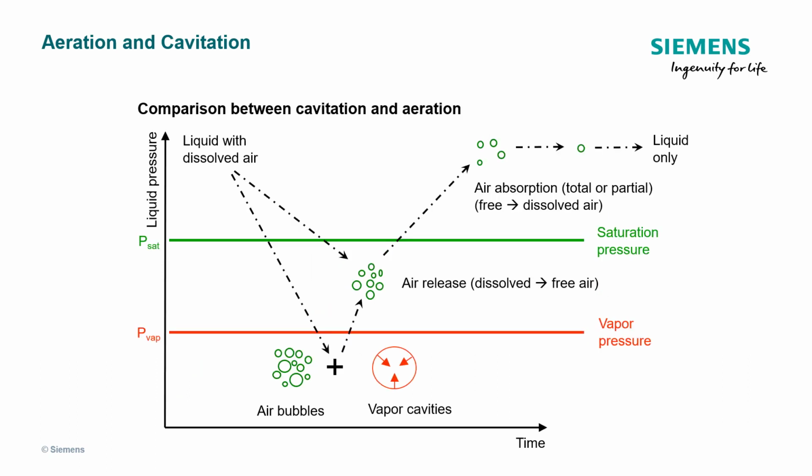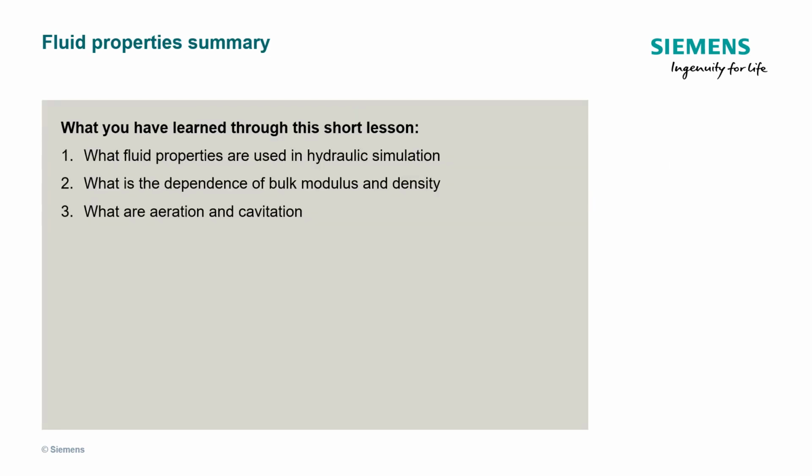Let's compare the two phenomena. Both are related to pressure level. When the pressure is higher than saturation pressure, there is only dissolved air in the liquid. If the pressure decreases and is lower than saturation pressure, the dissolved air will be released as free air. If the pressure keeps decreasing to a level lower than vapor pressure, then air bubbles as well as vapor cavities will be formed. Cavitation happens.